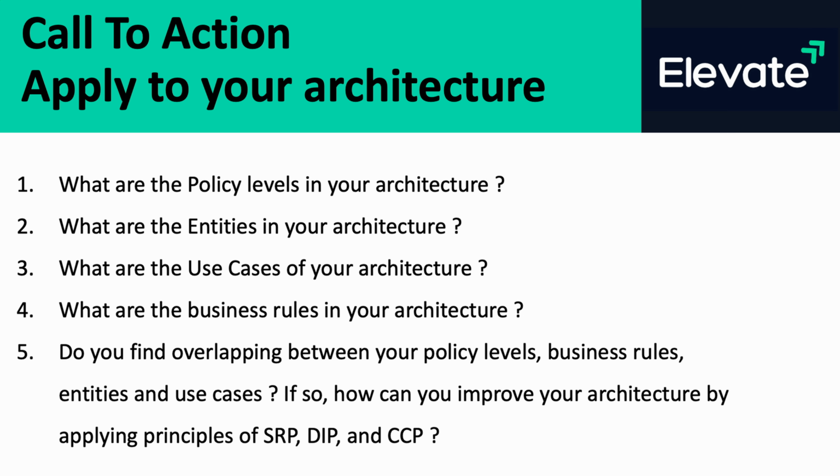First, what are the policy levels in your architecture? Next, what are the entities in your architecture? Third, what are the use cases of your architecture? Fourth, what are the business rules in your architecture? Finally, do you find overlapping between your policy levels, business rules, entities, and use cases? If so, how can you improve your architecture by applying the principles of single responsibility principle, dependency inversion principle, and common closure principle?